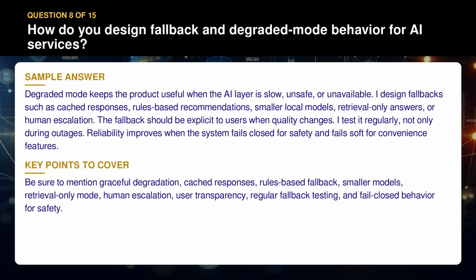Reliability improves when the system fails closed for safety and fails soft for convenience features. Be sure to mention graceful degradation, cached responses, rules-based fallback, smaller models, retrieval-only mode, human escalation, user transparency, regular fallback testing, and fail-closed behavior for safety.